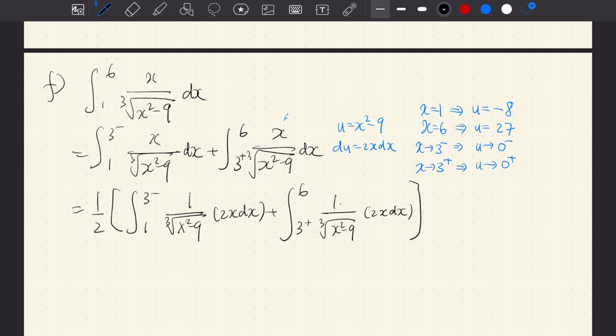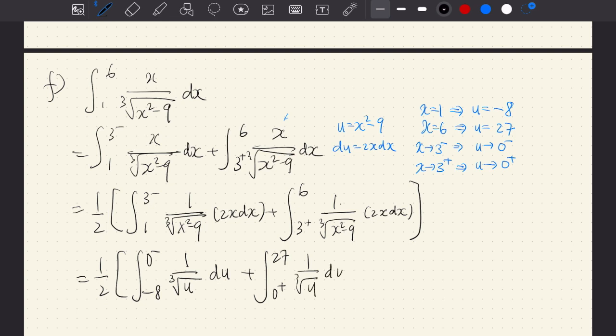Okay, now we can do u substitution. So here we have from 1 to 3 minus, but now we have transformed it to u. So 1 corresponds to negative 8, and going to 3 from the negative side is going to 0 from the negative side. So this is 1 over the cube root of u, because u is x squared minus 9. And the differential here is du. Okay? So here this is 0 plus, and 6 corresponds to 27.